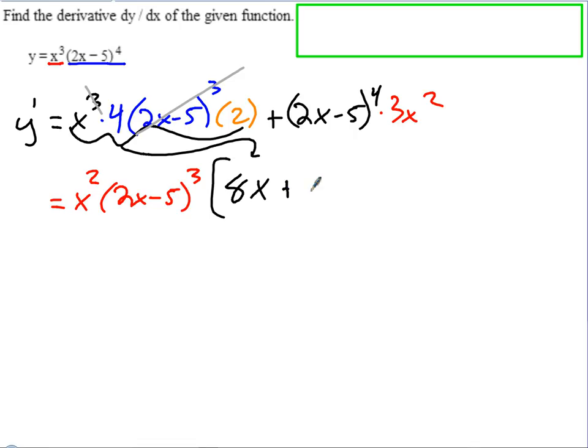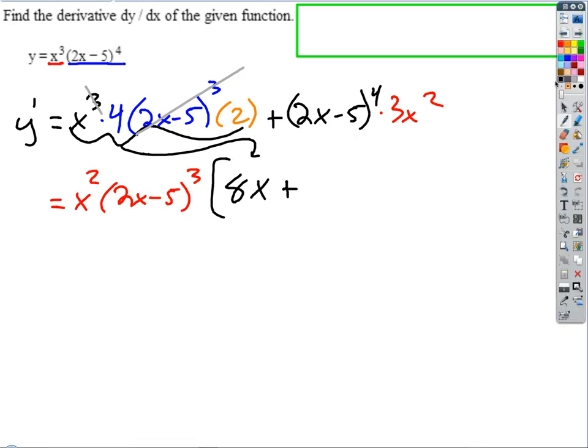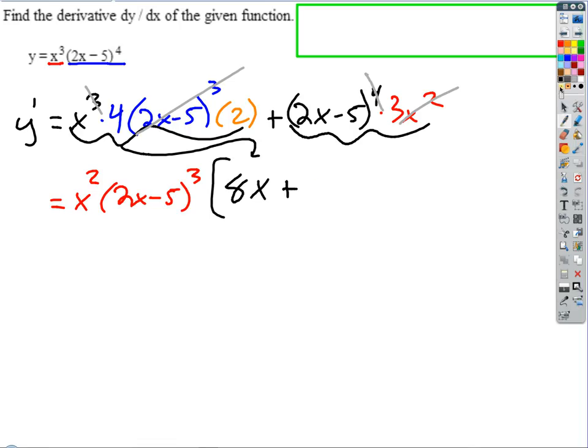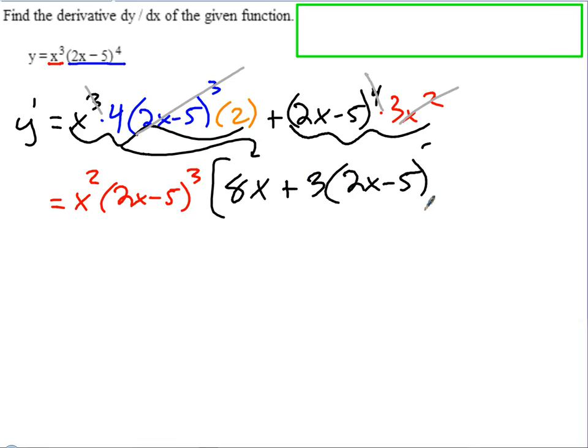Plus. We can cancel the x squared out completely, right? And we're going to take all but 1 of the 2x minus 5's. So then we're just left with 3 times the quantity 2x minus 5.